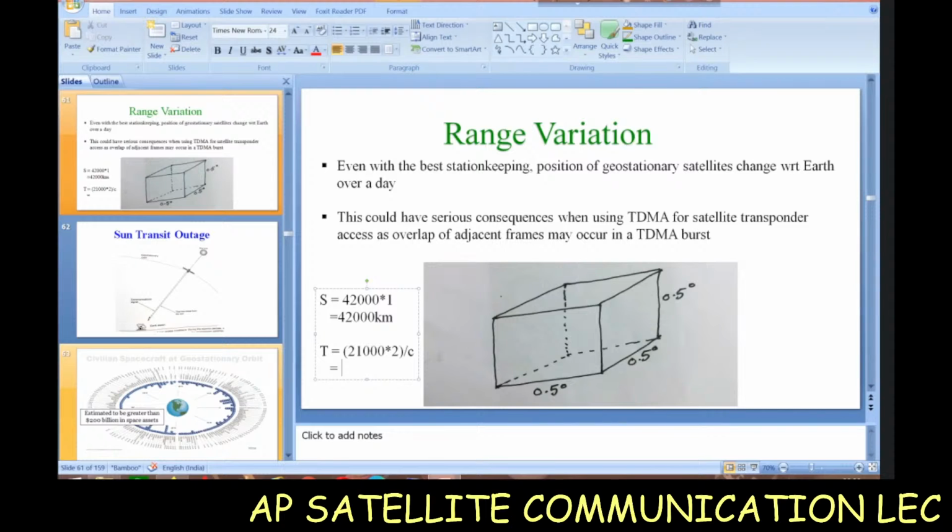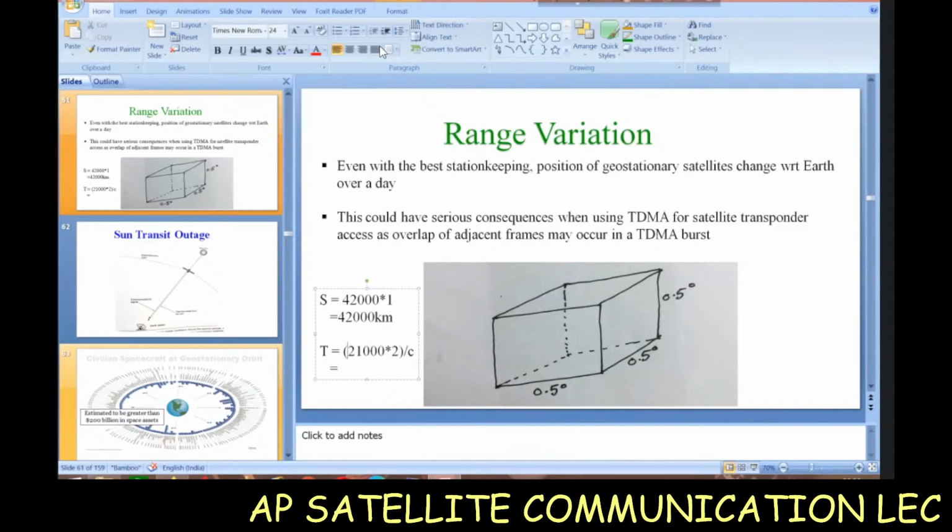Why 21,000? Because we have shown that it is 0.5 degree on either side. So 0.14 second. Okay, so let us just change this a little bit.